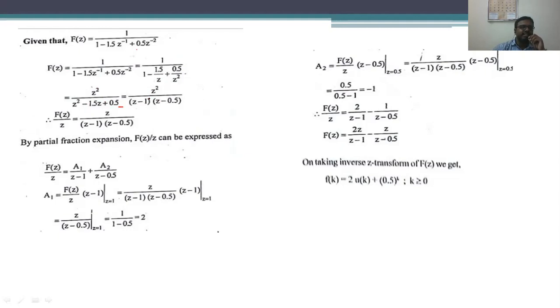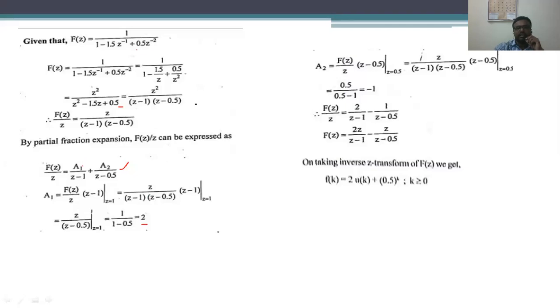So for applying the partial fraction method, the equation has to be represented as f of z divided by z, that is equal to z divided by z minus 1 into z minus 0.5. That way it is going to be represented as a1 divided by z minus 1 plus a2 divided by z minus 0.5, two different poles, a1 and a2. In order to obtain the value of a1, we substitute z is equal to 1. We are going to get the value of a1 as 2. And in a similar fashion, substituting the value of 0.5 in this equation, we get the value of a2 as minus 1.